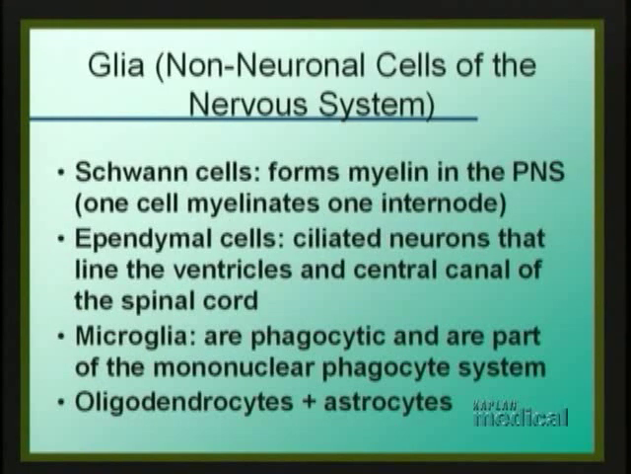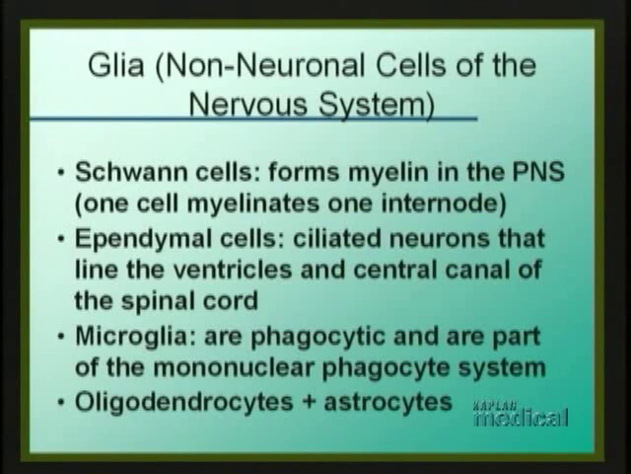Now, this is just a summary of the non-neuronal cells of the central nervous system, and we've summarized these previously, but let's make the distinction. Schwann cells certainly form myelin in the peripheral nervous system. The point is that a single Schwann cell simply innervates one individual section, an internode, of a single axon. So just remember that Schwann cells basically innervate a single segment of a single axon.